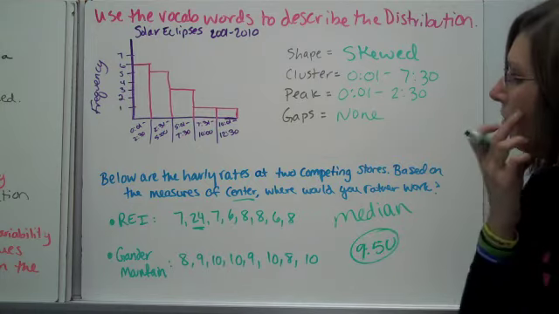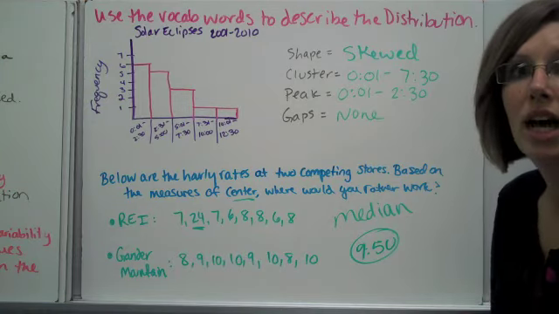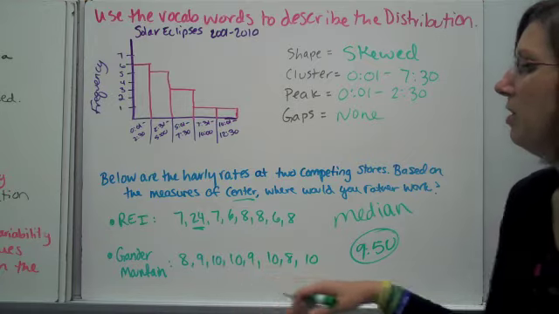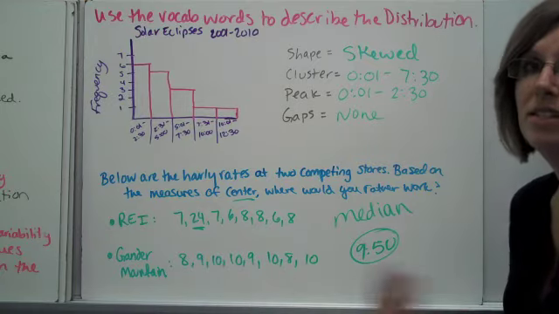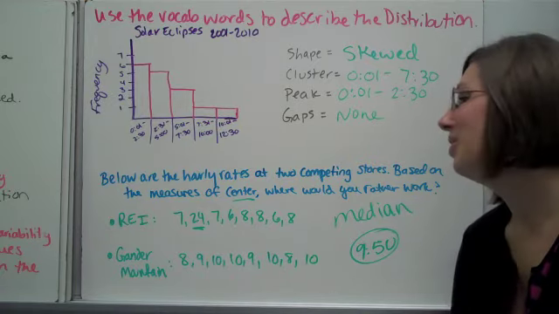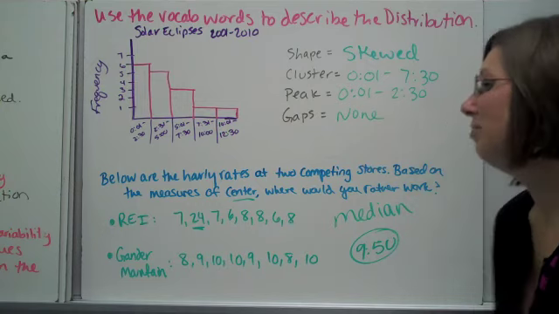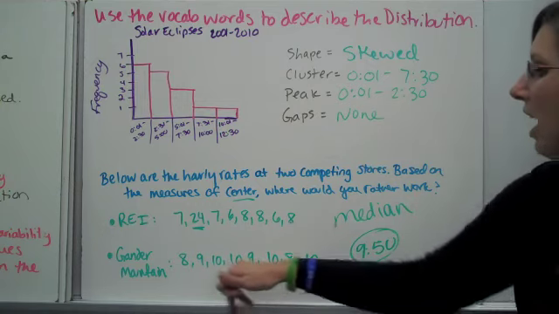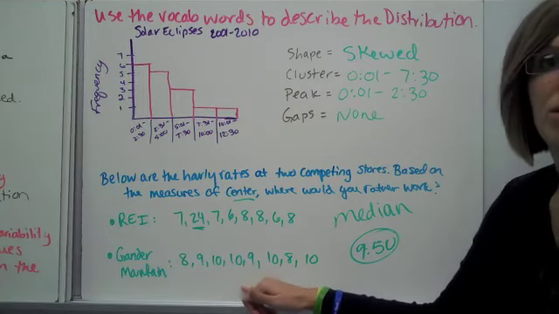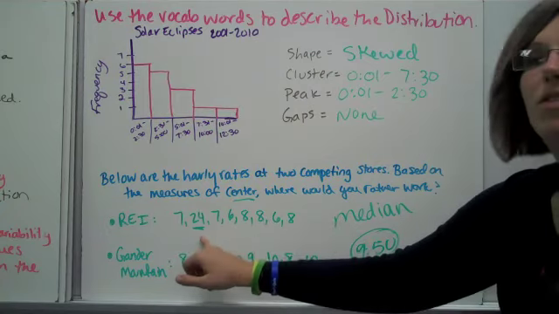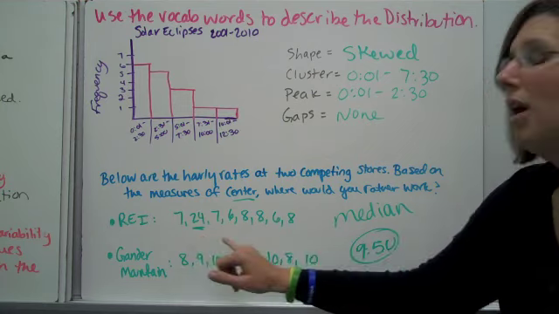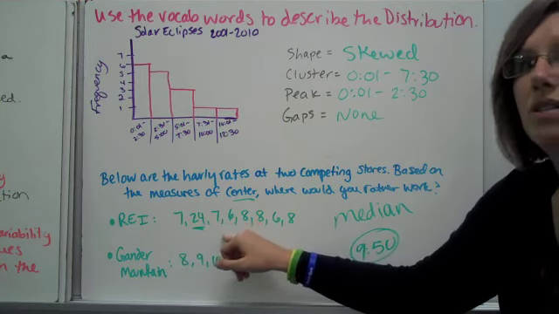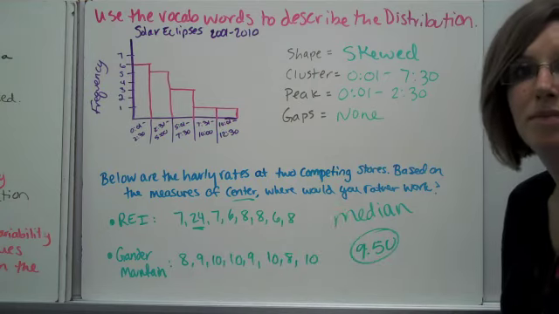And I know mode was not mentioned here as a measure of center, but that's the number that occurs the most, so you can also take that into consideration when you're talking about measurements and summary statistics. But the median here is higher at Gander Mountain, and that's the one I would choose. The outlier of 24 for REI makes this mean unrealistic, so I would not use the mean. I would just focus on the medians.